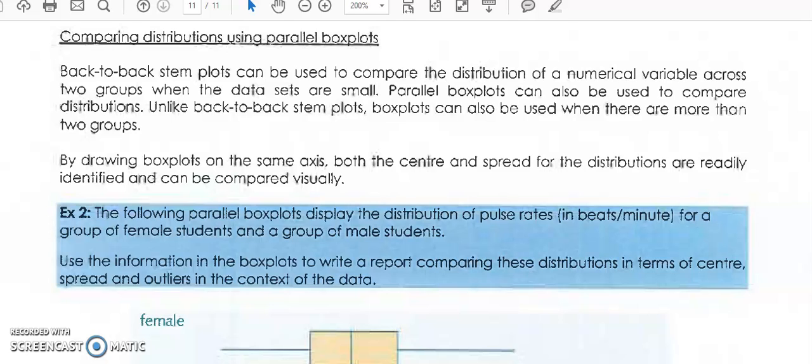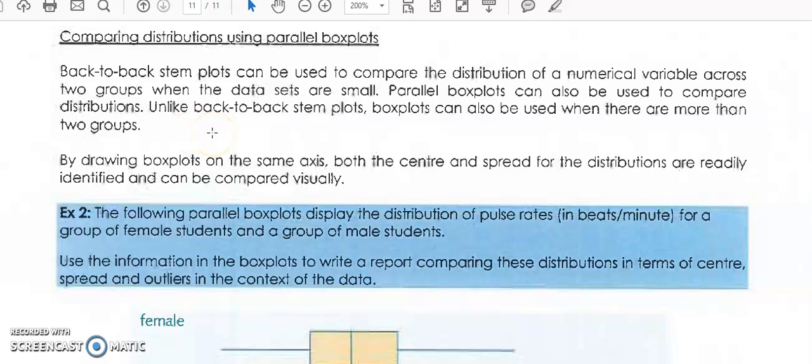Okay, part two to exercise 2I. We're going to look at the second example, comparing distributions using parallel box plots. Back-to-back stem plots can be used to compare the distribution of a numerical variable across two groups when the data sets are also small. These parallel box plots can also be used to compare the distributions, and unlike back-to-back stem plots, box plots can also be used when there are more than two groups.